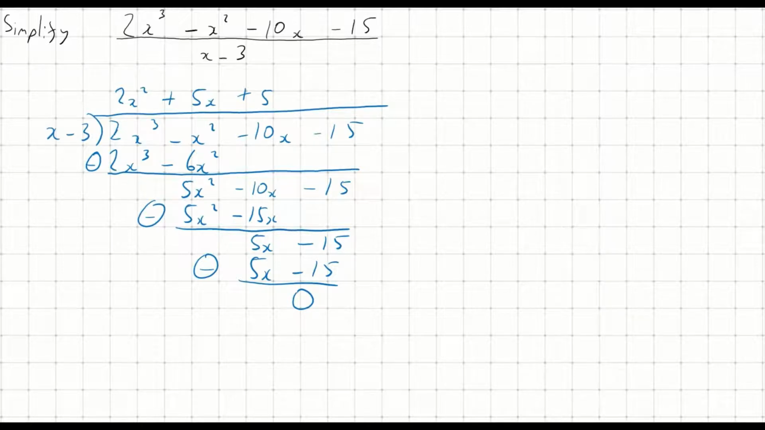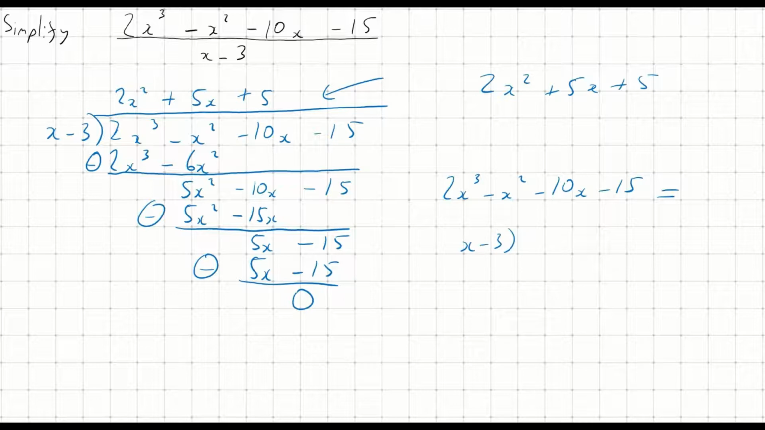So our answer to this, we can simplify this into 2x squared plus 5x plus 5. So what does that mean? We can rewrite it. That means that 2x cubed minus x squared minus 10x minus 15 is the same as x minus 3 multiplied by 2x squared plus 5x plus 5. So by doing this division, we've actually learned partly how to factorize this cubic expression. We've pulled out one factor, x minus 3, and now we've got a quadratic part. So this is actually the first step that people often use when they're trying to factorize a cubic equation.